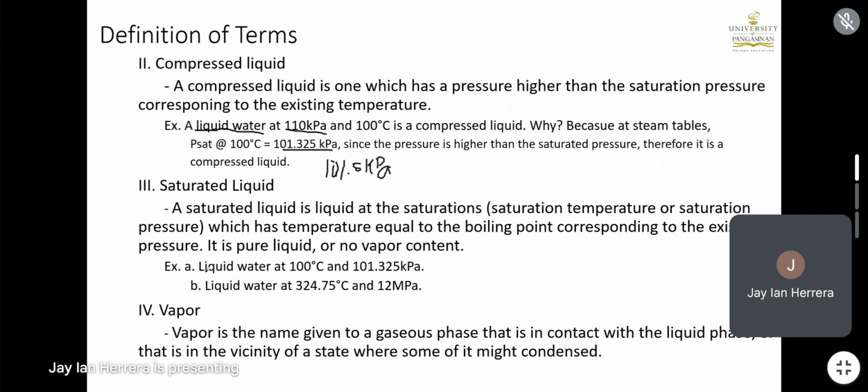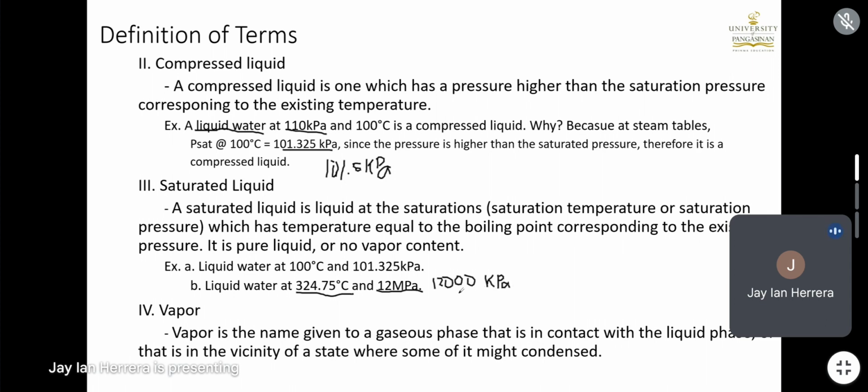Magbo-boil pa lang yan. Example, a liquid water at 101.325 kPa na pressure and 100 degrees Celsius. Liquid water pa rin daw yung tubig under 12 MPa, so napakataas na pressure and 324.75. Ayan. So, parang ito, 12,000 kPa yung 12 MPa.